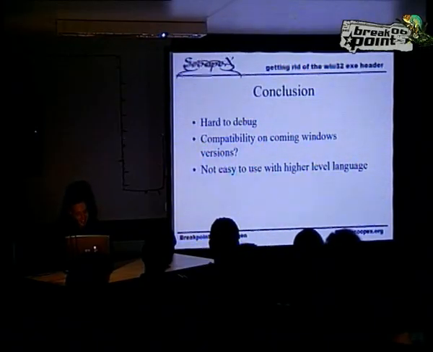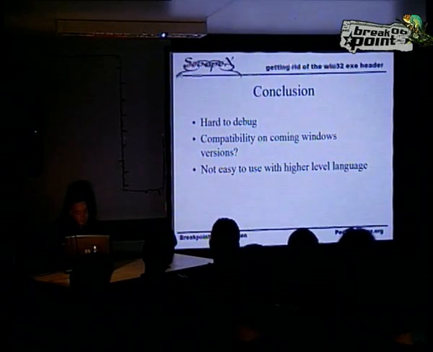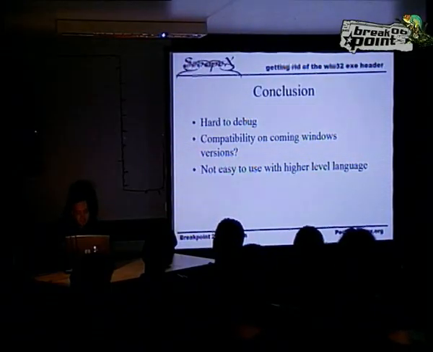The next big thing is, I'm not sure about newer Windows versions, especially 64-bit Windows. I've heard that they don't support the DOS part anymore, so it might be that it doesn't work with the newer versions. And many people are now writing their intros in higher level languages like C, C++, and this will not be easy to use with that trick.